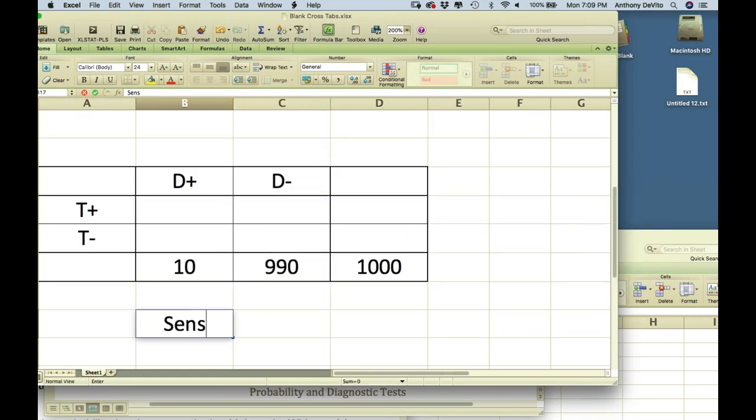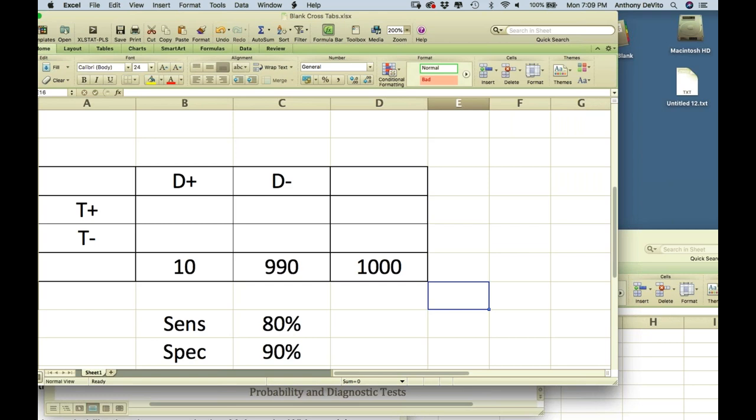Given the same sensitivity, 80%, and the specificity is 90%, given exactly the same test applied to this other population. We're going to demonstrate two things here: that the prevalence is very important, and that the sensitivity and specificity of the test are independent of the prevalence. It's the nature of the test. But the prevalence is going to influence something else dramatically. We're going to take a look at that in a second.